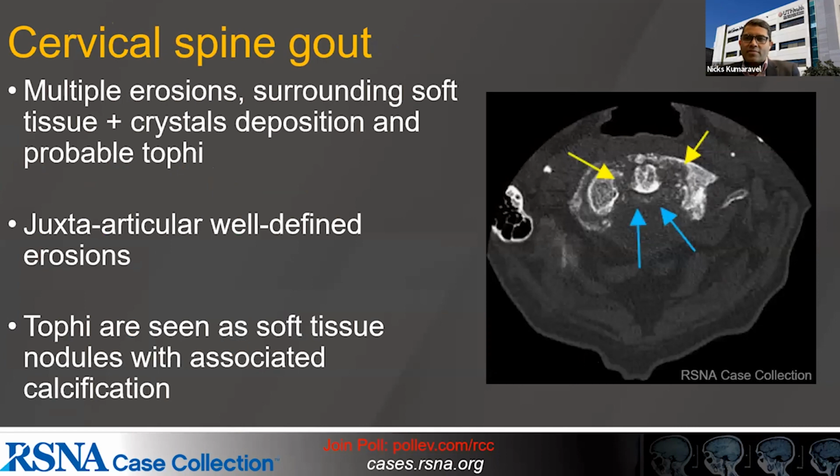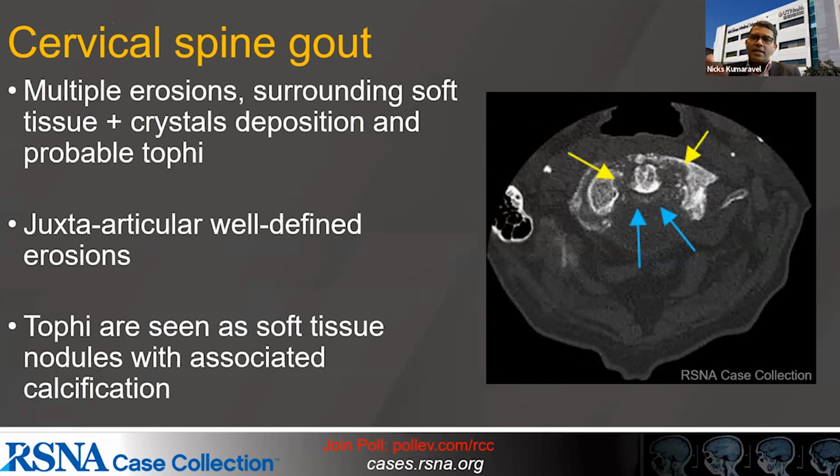So what you're trying to do is understand that we certainly showed you some marginal erosions in the hand. That gives away a big portion of the diagnosis. It is juxta-articular erosions along with tophi. Now, if you come back to the cervical spine itself, you're going to see the erosive changes and crystalline deposits, which are most likely tophi.